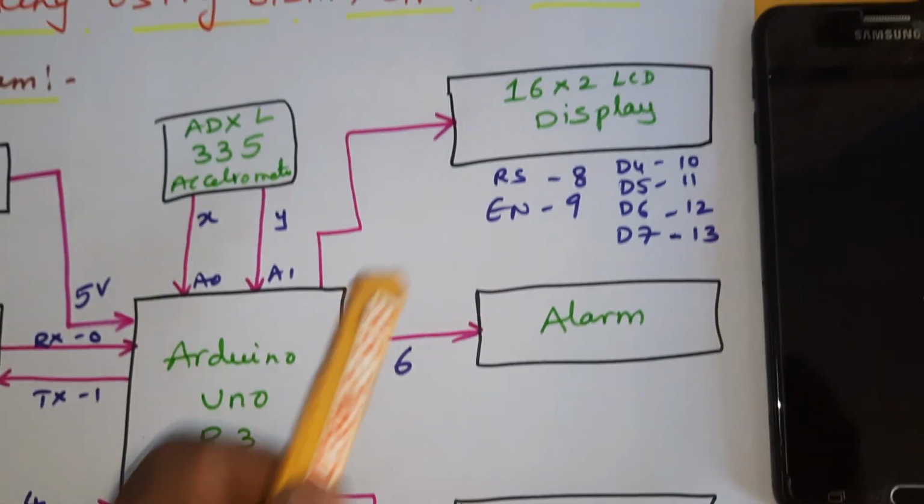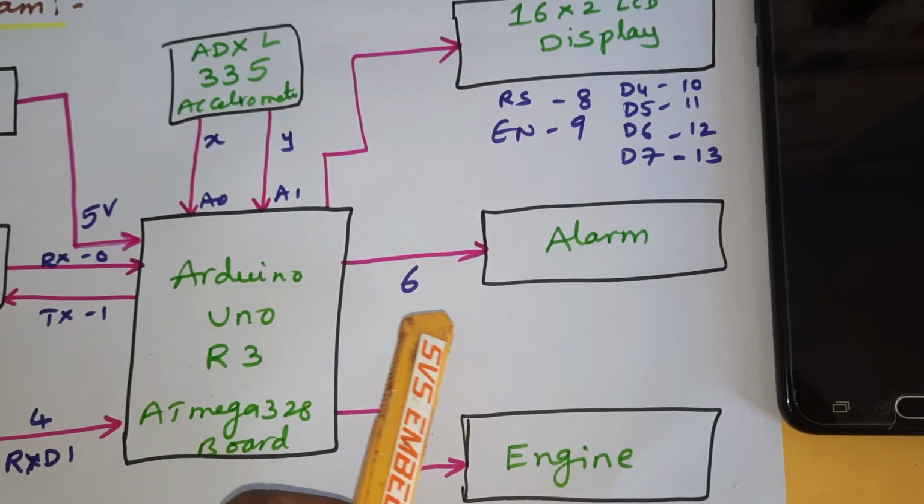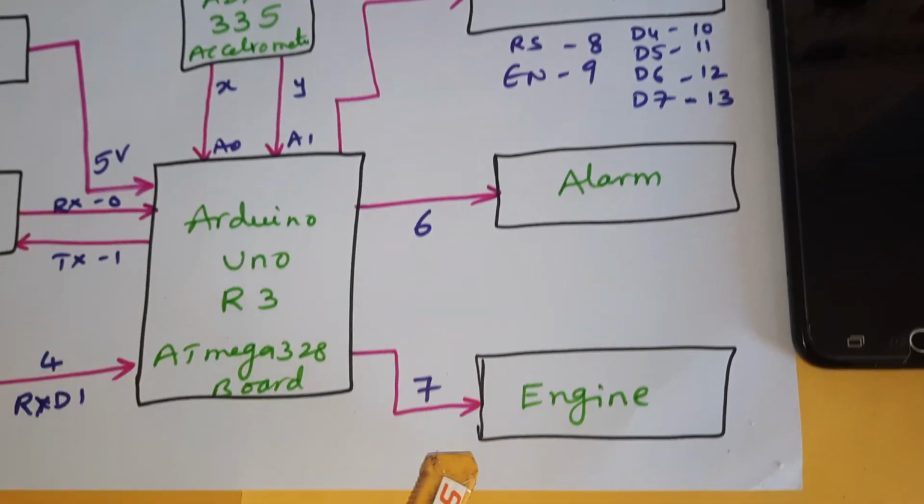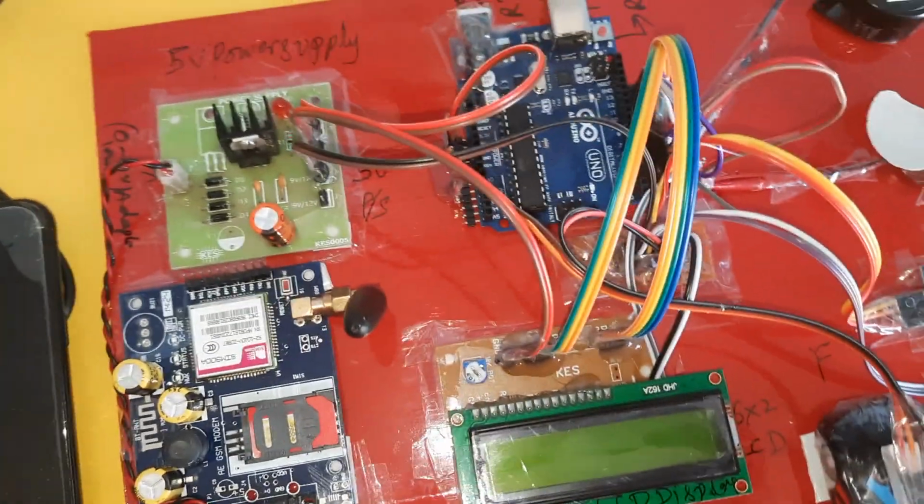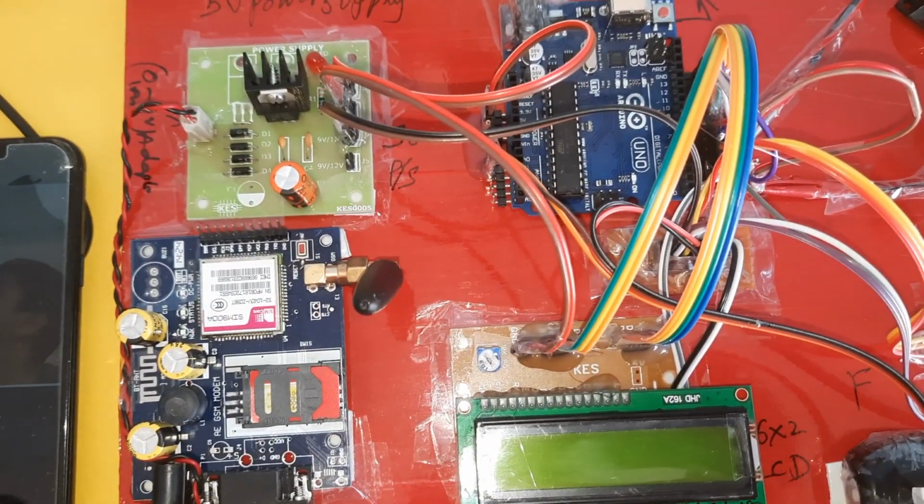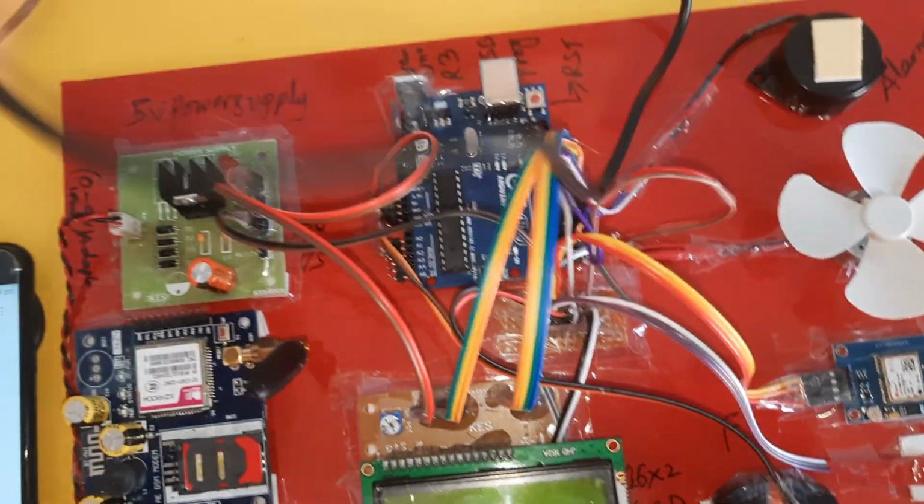Whatever process is going on should be displayed on the LCD. The alarm is connected to the 6th pin and the engine motor is connected to the 7th pin. So let us come to the hardware part. Here we are using a 0 to 9 volt adapter power source.